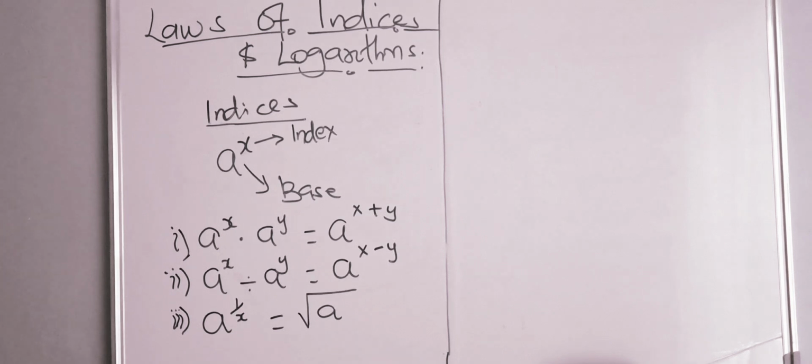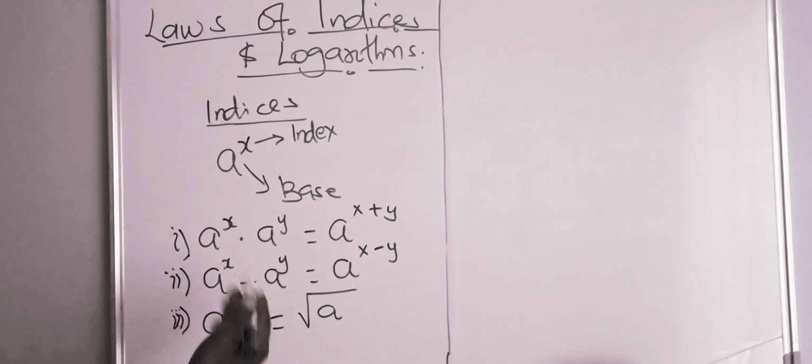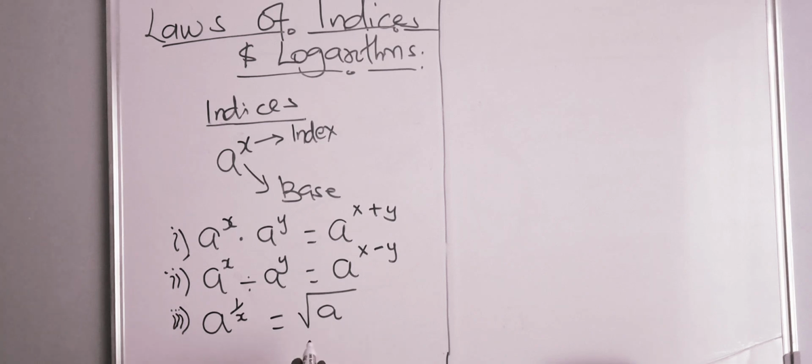square root of a. That is law number 3. It means if a is raised to 1 over 2, then you can write it as the square root of a.